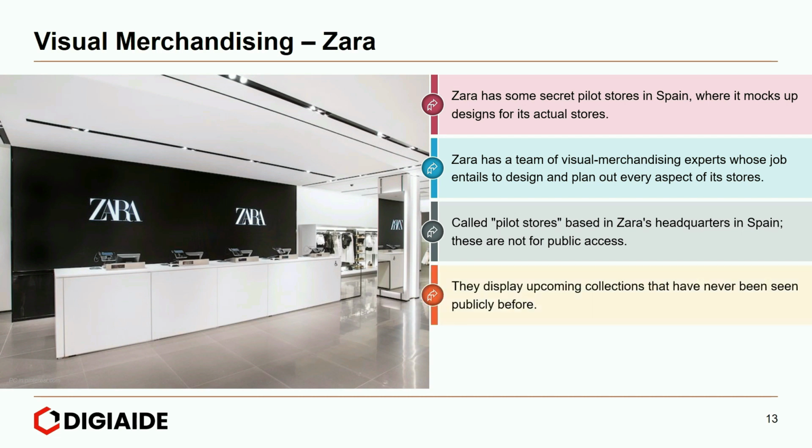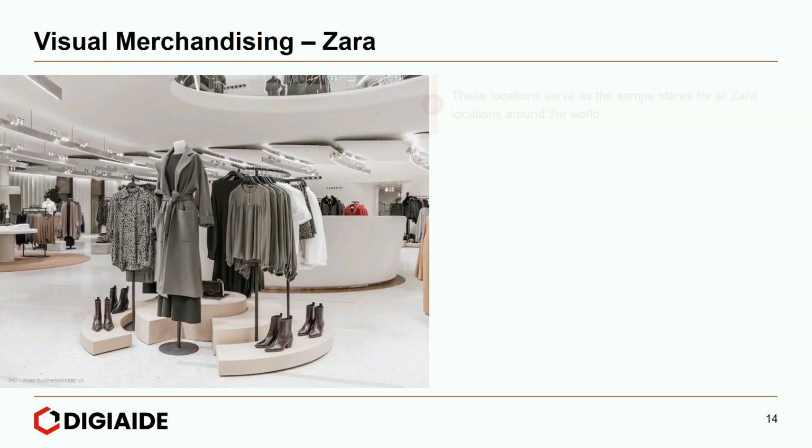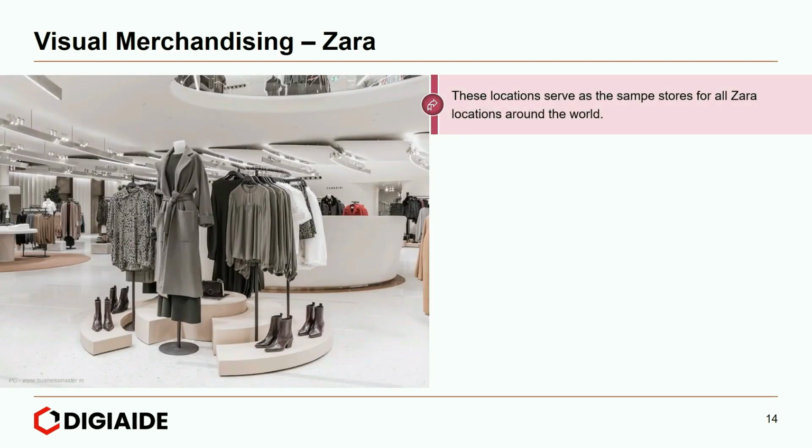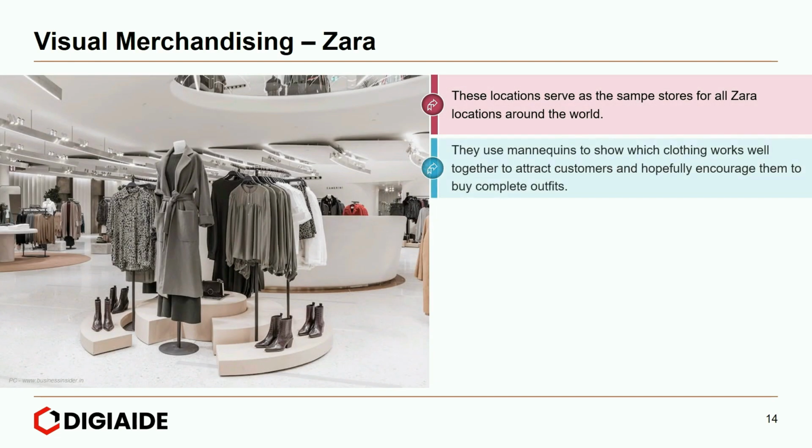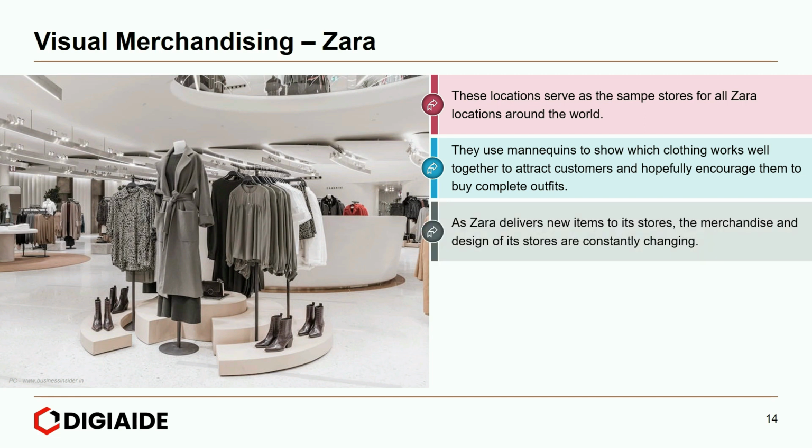They display upcoming collections that have never been seen publicly before. There's a pilot store for each of Zara's categories: women's, men's, and home. These locations serve as a sample store for all Zara locations around the world. They use mannequins to show which clothing works well together to attract customers and hopefully encourage them to buy complete outfits. As Zara delivers new items to its stores, the merchandise and design of its stores are constantly changing.